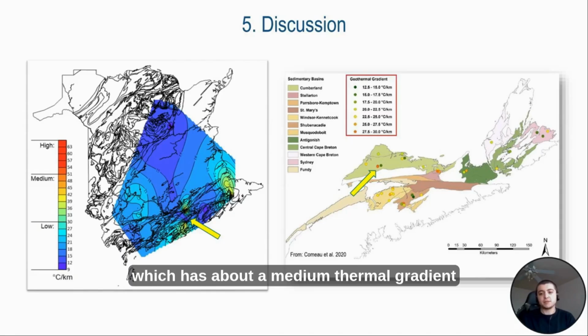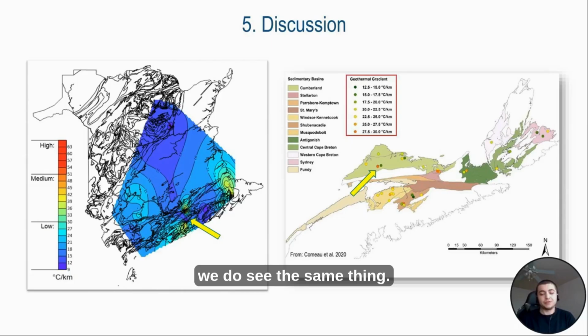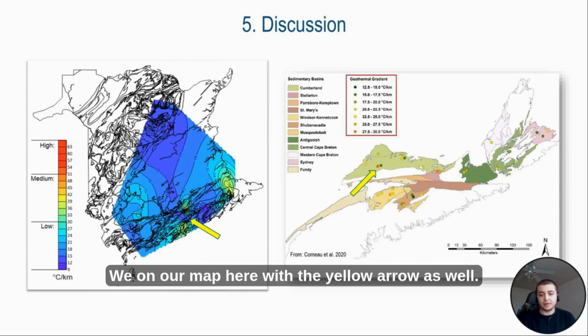One survey point which has about a medium thermal gradient has right next to it another survey point with a much lower thermal gradient. And whether this is due to insulating layers in the subsurface or mineralogy or water saturation levels or something else, we don't know yet. But it is important to notice because we do see the same thing on our map here with the yellow arrow as well.